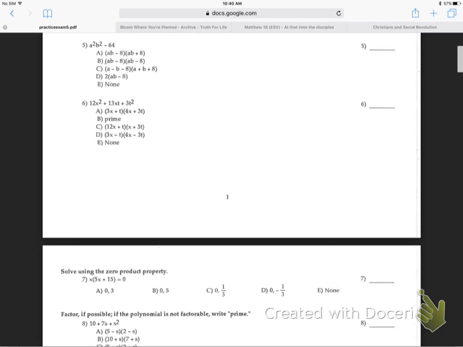Okay, so number 5. A squared, B squared, minus 64. How many terms are we looking at there, Melanie? Two terms, huh? There's just one separator there. Two terms. Joel, is that the difference of two squares?